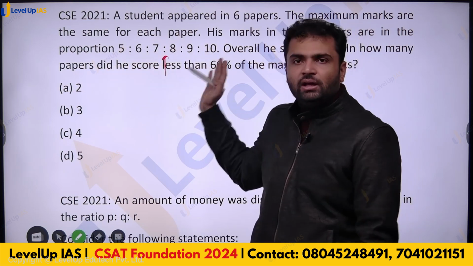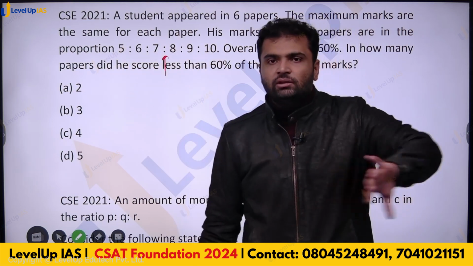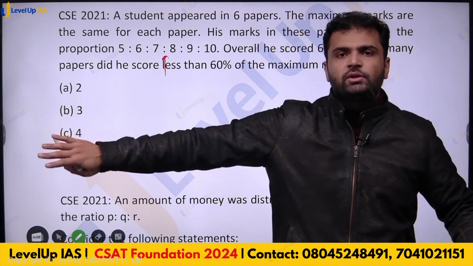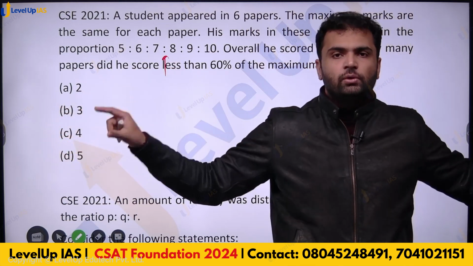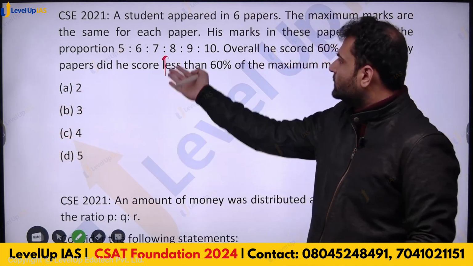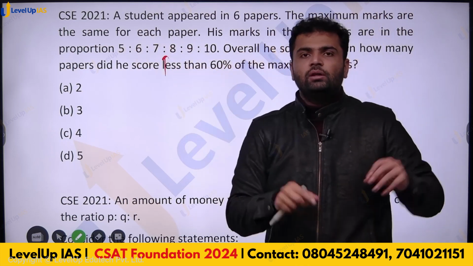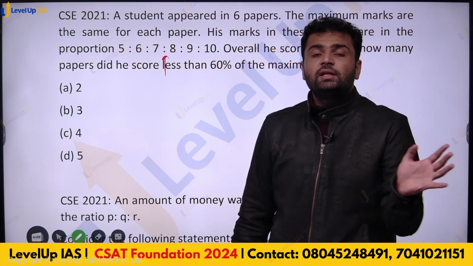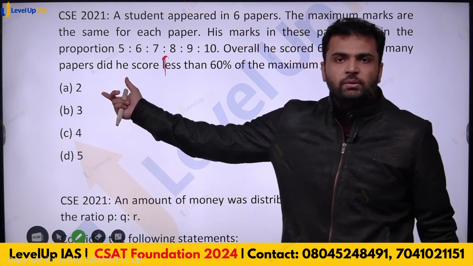Because there is symmetry: 5, 6, 7. So in 3 papers he got less marks, and in 3 papers he got more marks. So if you average it out, it will be in the middle, because this is 5, 6, 7, 8, 9, 10 with uniform increase, and all papers are of the same maximum marks.